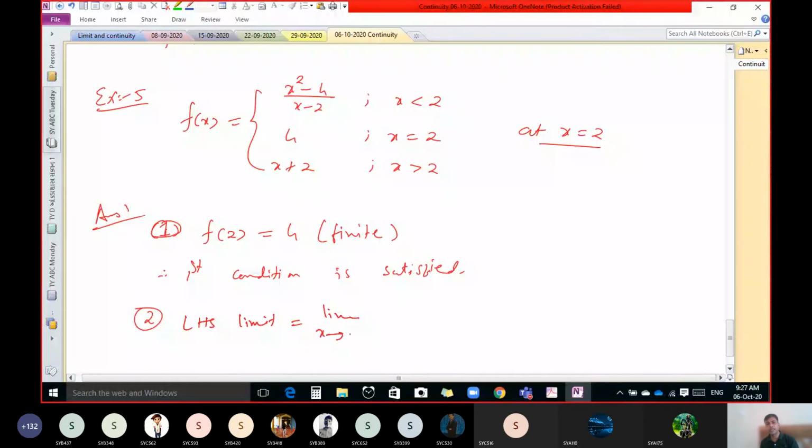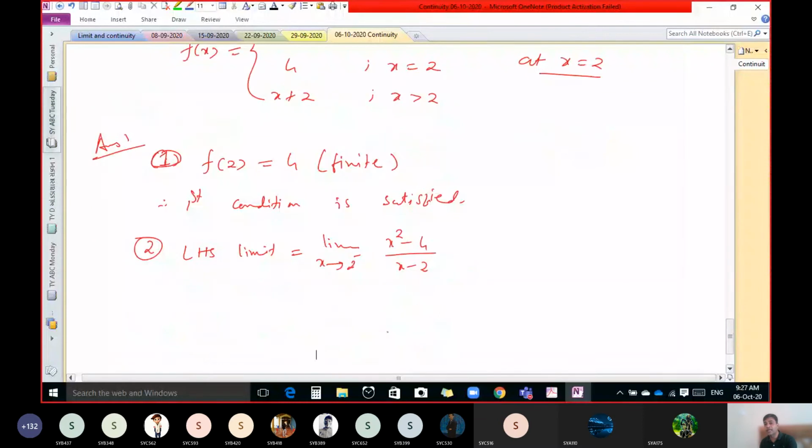What is the left hand side limit? Limit x tends to 2 minus. Now tell me, when x tends to 2 minus, what is your function? First function: x square minus 4 upon x minus 2. Correct. x square minus 4 upon x minus 2.